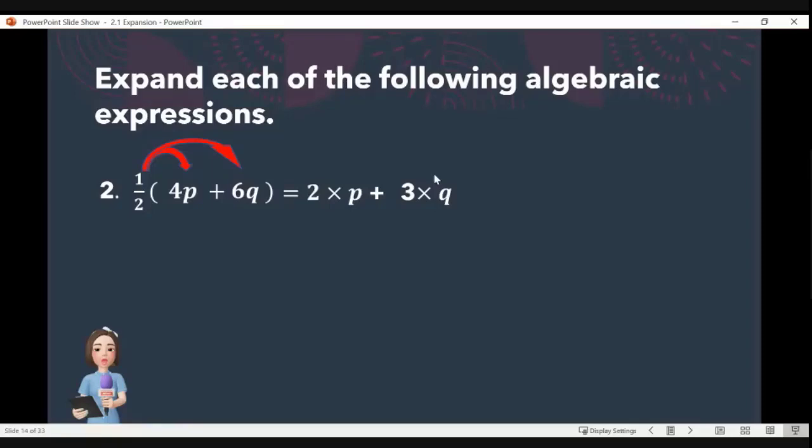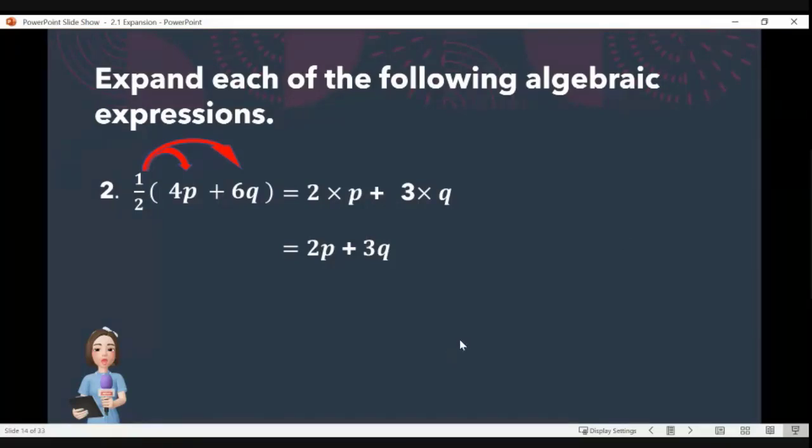So this one is 3 times q. So the answer is 2p plus 3q. This is the last answer after you expand it. You can use the calculator, but don't forget about the variables. The variables have to be put in. Rewrite back the variables when there is a variable in front, unless you can cancel the variables. If you cannot, then you have to put it back.